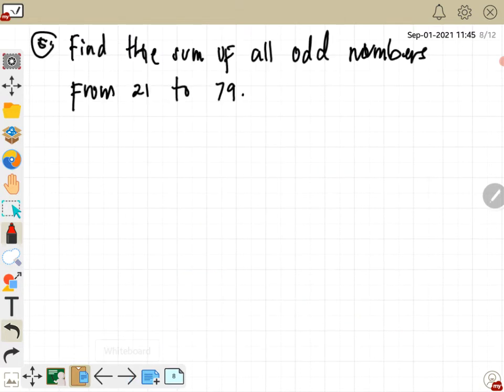Number 5. Here we have: find the sum of all odd numbers from 21 to 79. This is a problem involving an arithmetic series. So we say S sub n equals n times the quantity 21 plus 79, divided by 2. Our problem is how many terms, because we do not have our n.